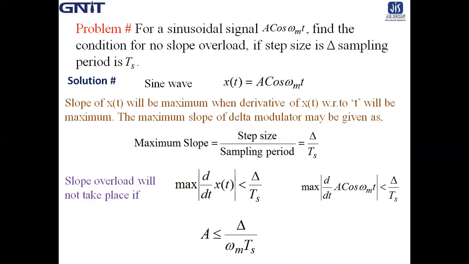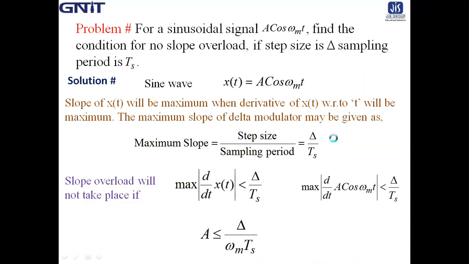So this question may become, here it is written the condition for no slope overload, but the question may ask for the condition for slope overload. In the case of the condition for slope overload, A is always greater than delta by omega m into Ts.